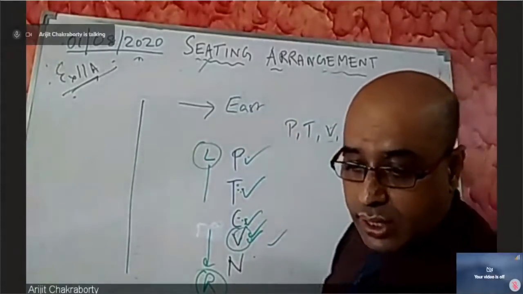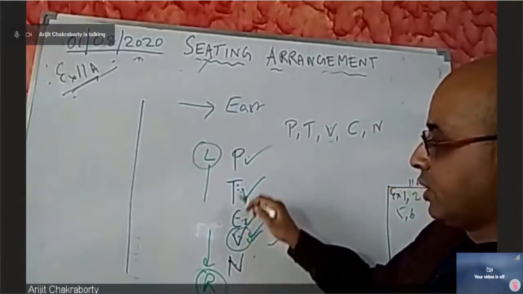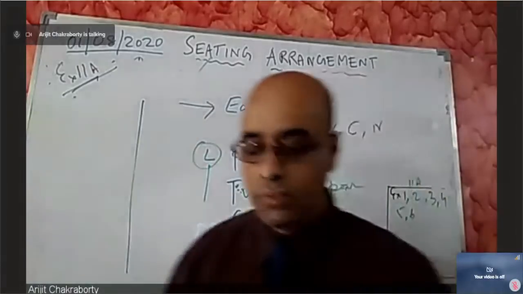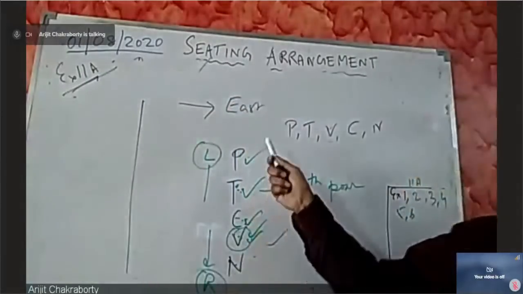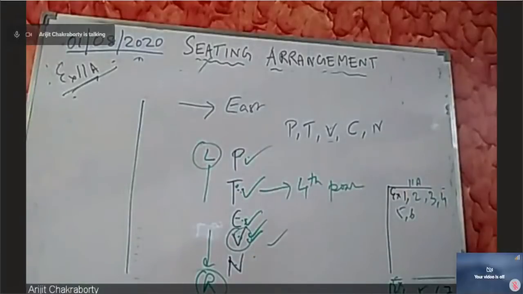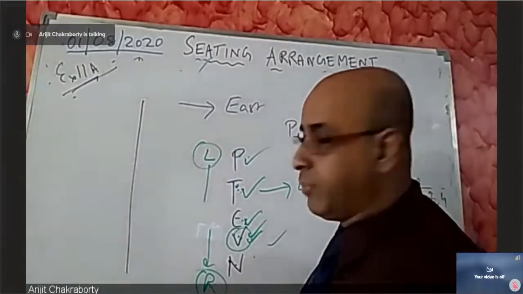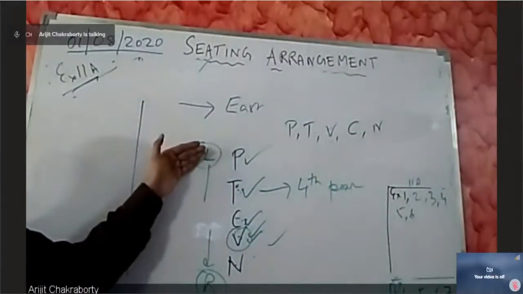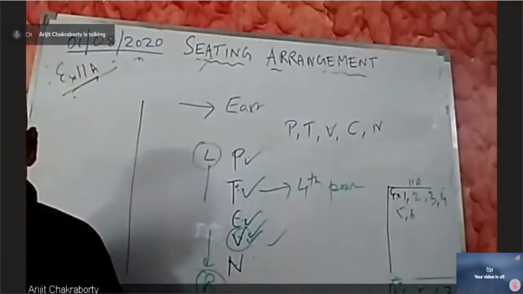So the question is, what is Tavan's position from the right? That is, from the right-hand side, what is his position: 1, 2, 3, 4. So Tavan is in the fourth position. The answer is fourth from the right. This is the solution. I hope it's clear and you have followed it. Please note that left and right have a different meaning here because they are facing east. So Pavan is on the extreme left and Nakul is on the extreme right.